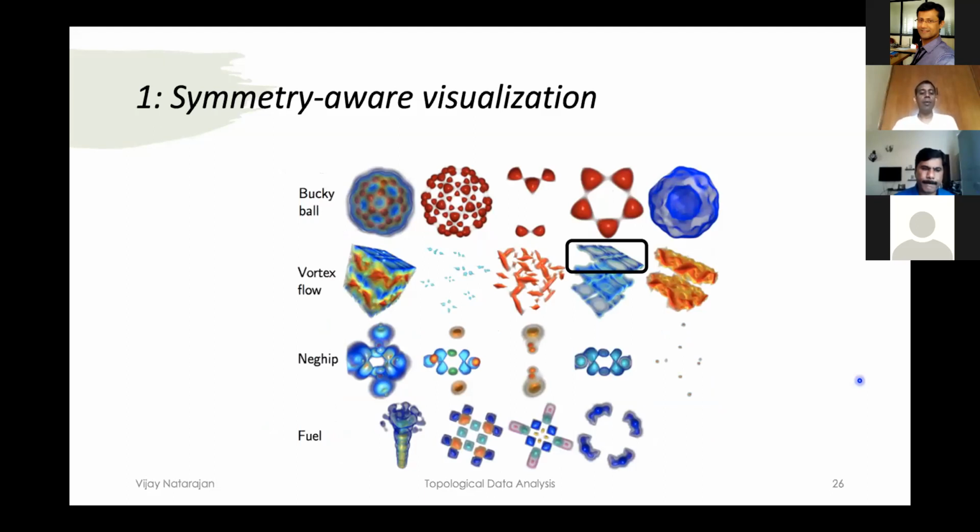Symmetry, like I said, appears in the study of fluids also. So we are able to identify symmetry in vortex flows and in the study of fuel in a combustion chamber. You can also use symmetry to identify if there is any error in your simulation. For example, here, what we identified was some additional symmetry that was not expected.